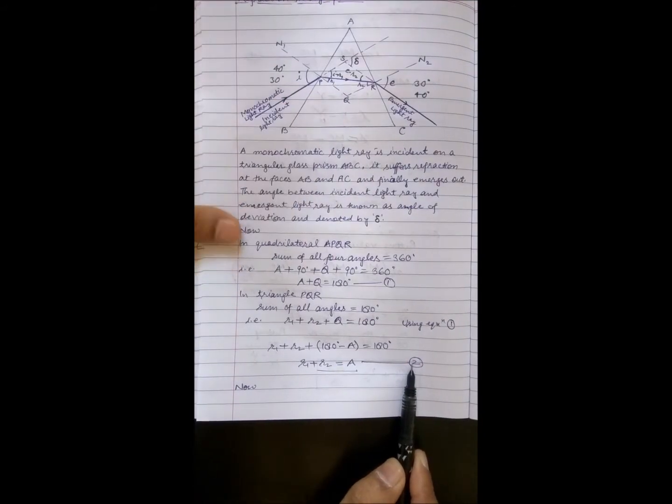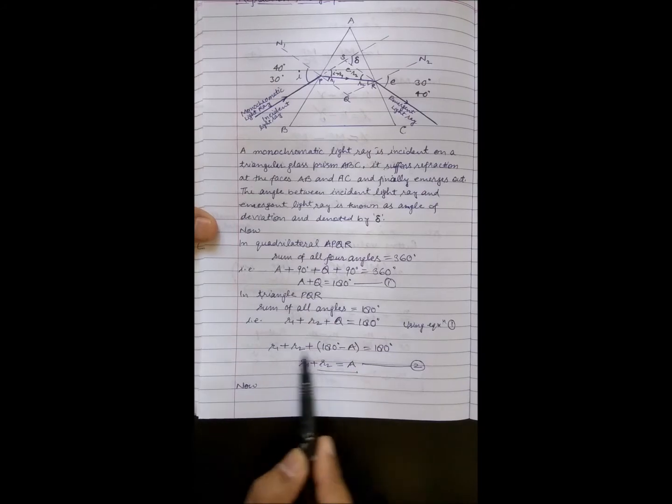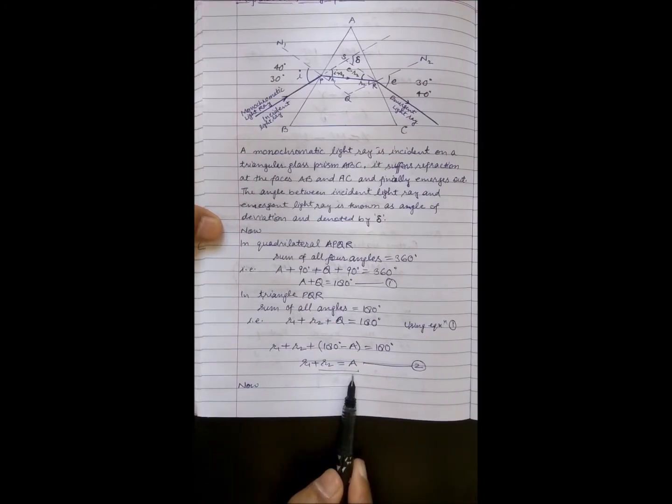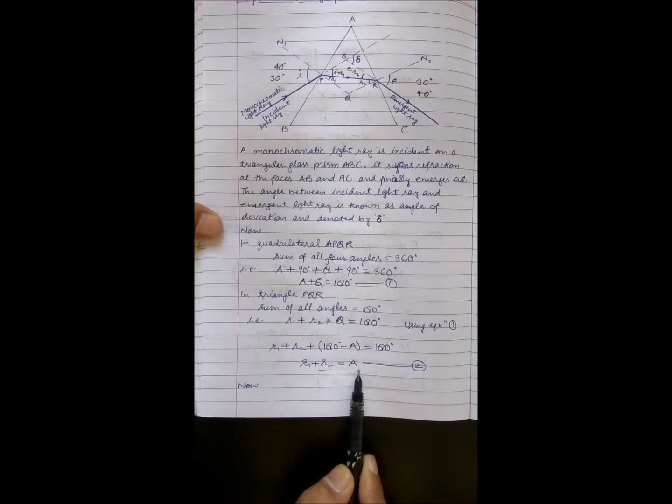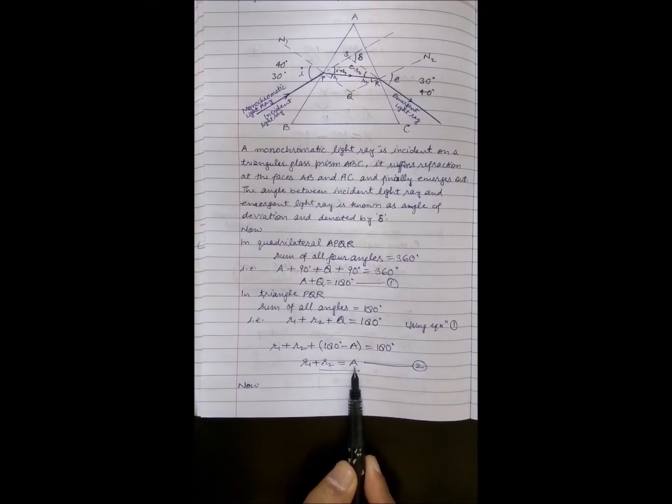It is equation 2. It is a very well known equation and generally asked in CBSE examinations. And generally it is asked in this way: derive the expression for the angle of prism, or derive the expression which gives the relation between the angle of prism and the angles of refraction at both faces.